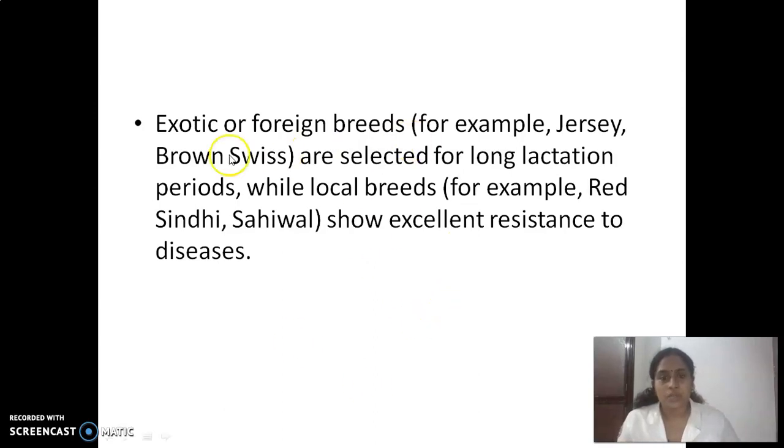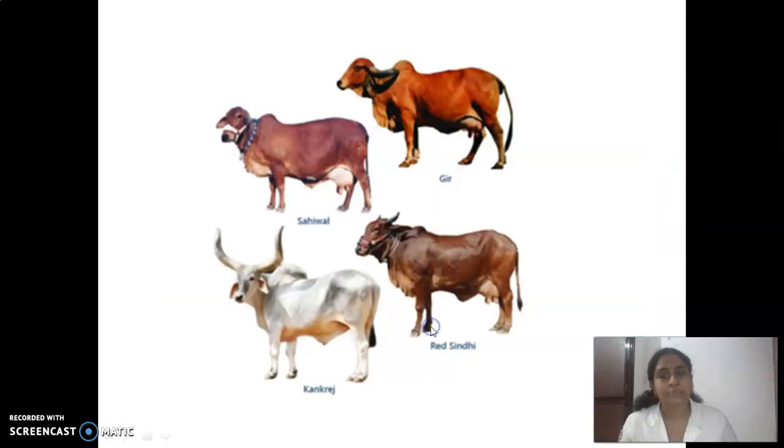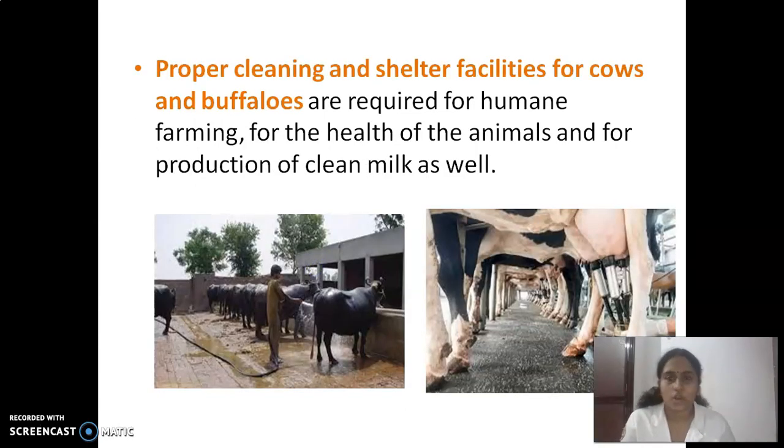Okay, so now let's examine the diagrams of some exotic species. These are exotic species, so you can write the example of Swiss and Jersey. And these are some local varieties. This is Gir, Red Sindhi, Sahiwal. You can write 1 or 2 examples. The two can be crossbred to get animals with both desired qualities. That we explained already.